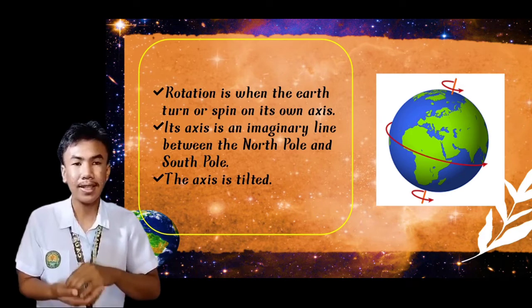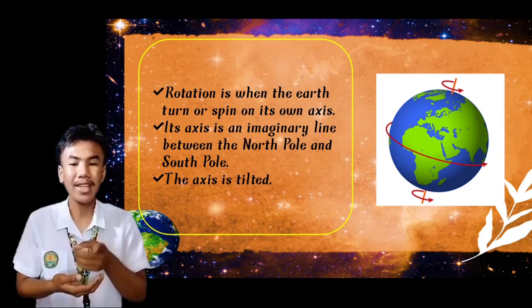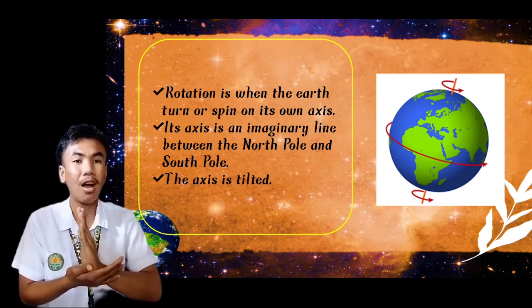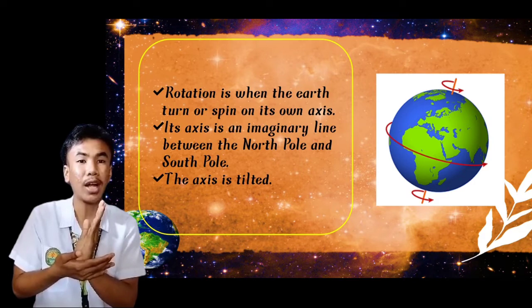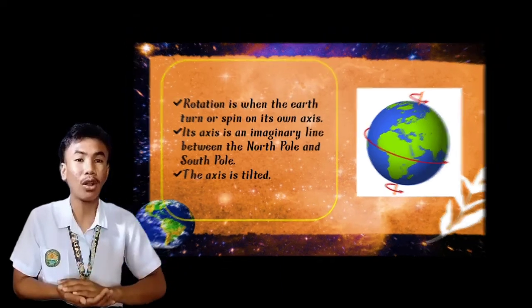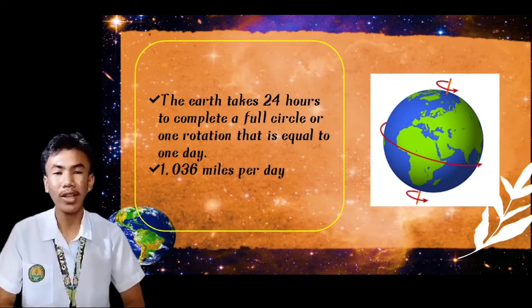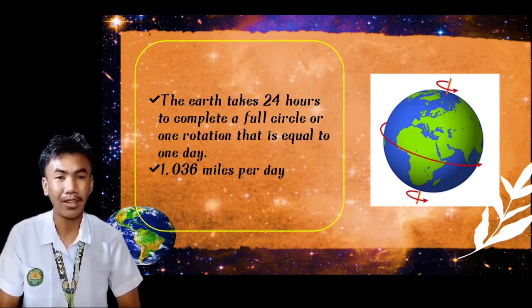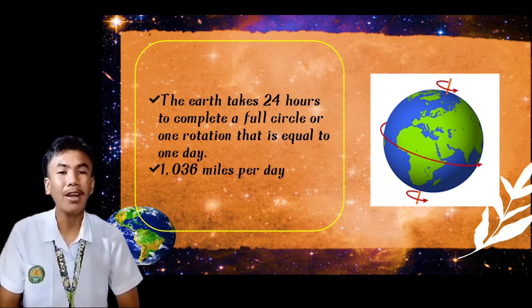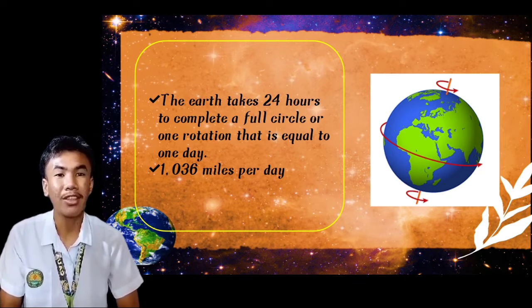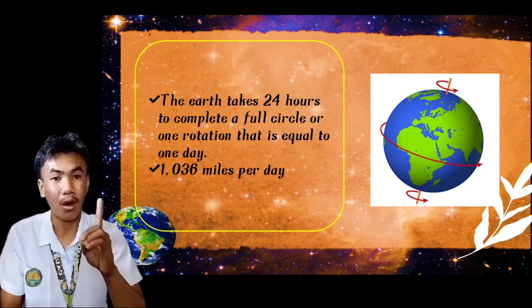The axis is tilted. As you can see in the image, the Earth is not straight, so it is tilted. When we say tilted, tagilid po siya. Hindi po siya straight na nakatayo, but tagilid po siya. That is what we call tilted. The Earth takes 24 hours to complete a full circle, or one rotation, which is equal to 1 day. For everyone's understanding, every one rotation is equivalent to 24 hours or 1 day. So every day, the Earth rotates once only.